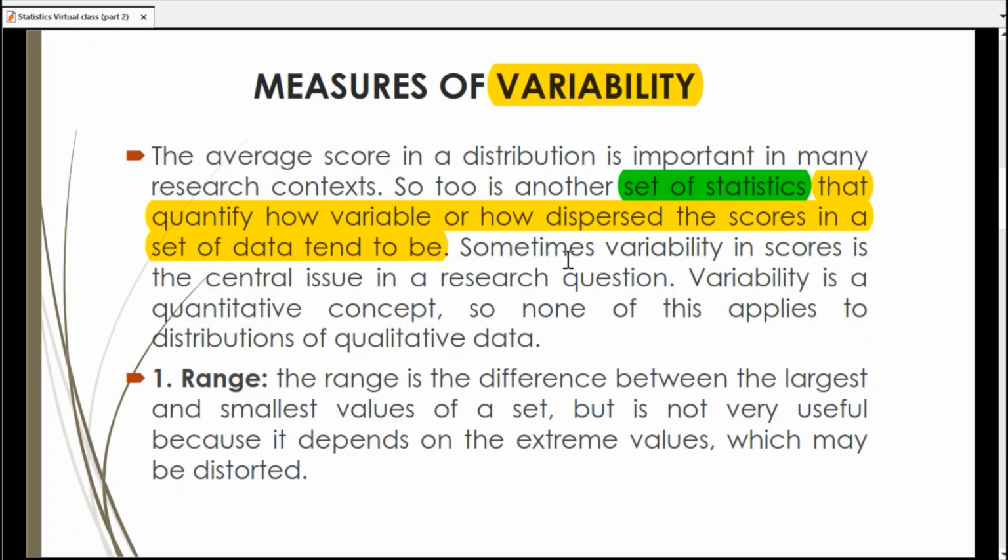Look, sometimes variability in scores is the central issue in a research question. Variability is a quantitative concept, so none of this applies to distributions of qualitative data. Now look, we are not focused on the central tendency, but on the distances from the mean, from the center value. How dispersed the values are from the mean. That's the purpose. The first one is the range, the difference between the largest and the smallest value of a set.